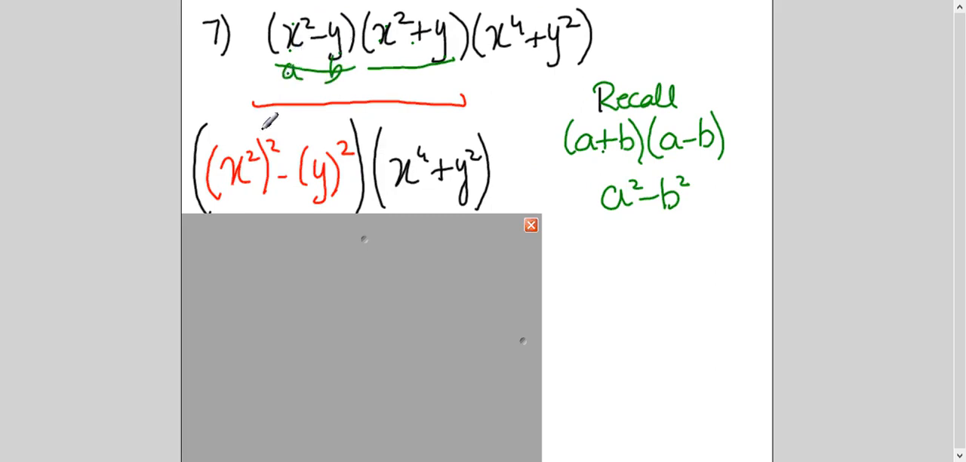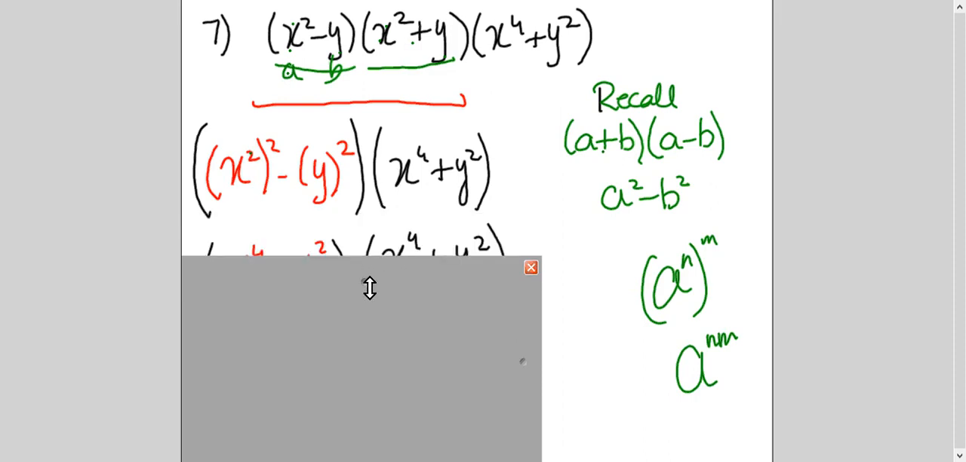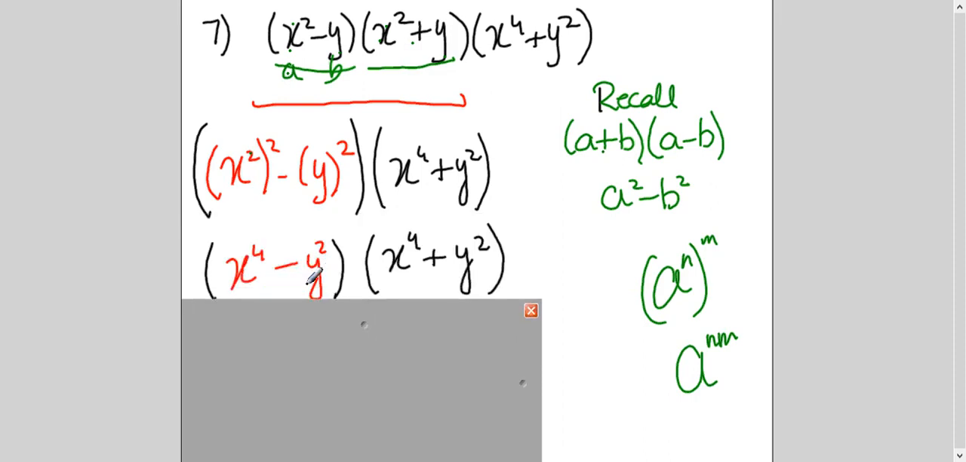So this will become a square. So a square, my a is x square. Okay. So x square squared minus y square. So this will become x power 4, 2 times 2 is 4. Because you know in indices, if you have a number like this with an index, these two powers multiply, right? This is the indices rule. So it will become x power 4 minus y square.